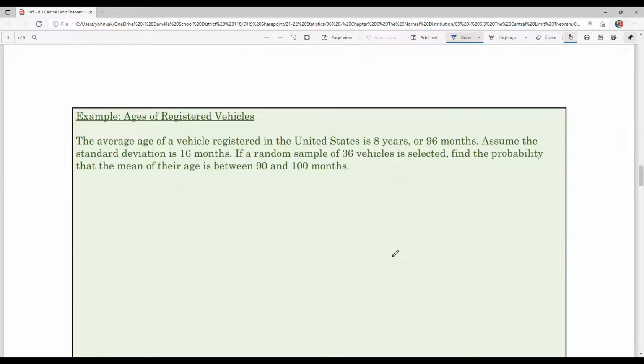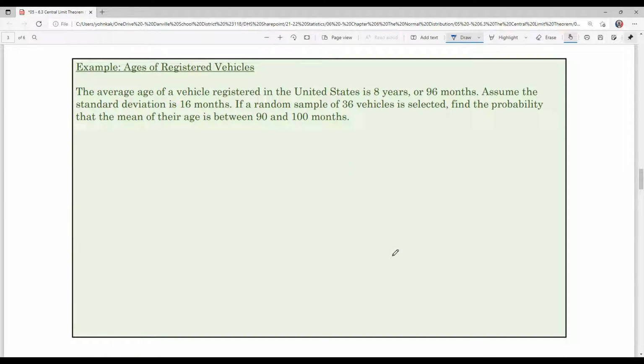All right, let's look at a second one. The average age of a vehicle registered in the United States is 8 years, or 96 months. Assume the standard deviation is 16 months. If a random sample of 36 vehicles is selected, find the probability that their mean age is between 90 and 100 months. So in this distribution, we have a mean of 8 years, or 96 months. I'm going to put 96 as my mean because my standard deviation is in months as well, 16 months. I have a sample size of 36 vehicles.